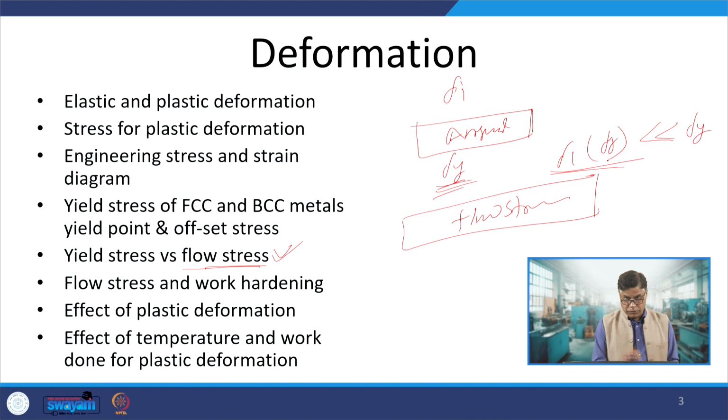Okay. So, the flow stress required to cause the plastic deformation of a material in an already plastically deformed condition will need a higher level of stress. So, here this is the sigma 2.